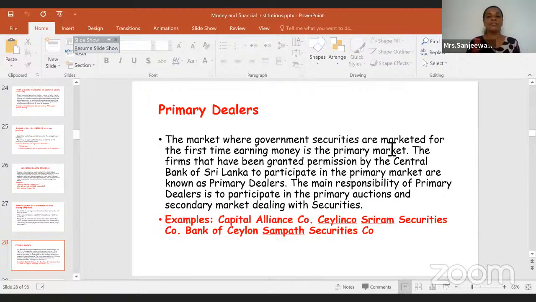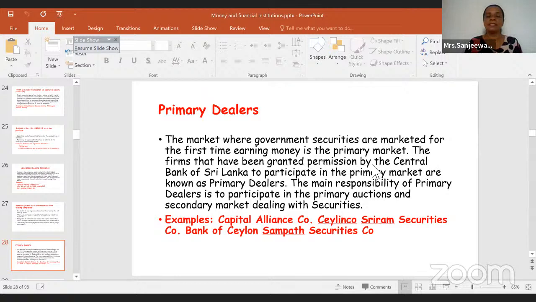Okay, the main responsibility of primary dealers, what is the main responsibility? To participate in the primary auctions, right? And also the secondary market. What do they do? They buy and they sell securities.